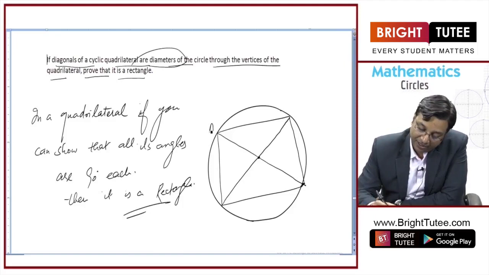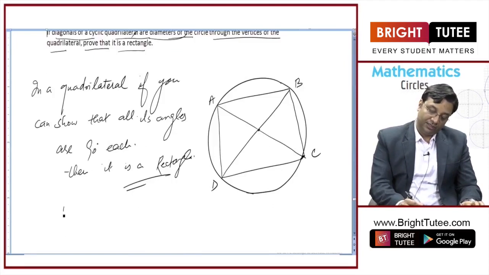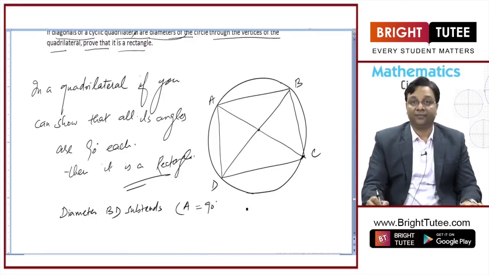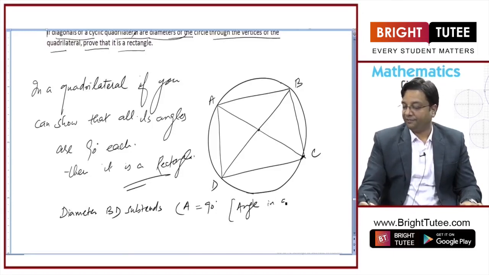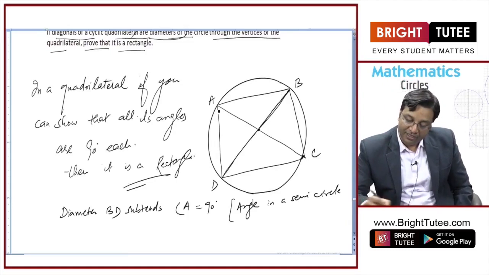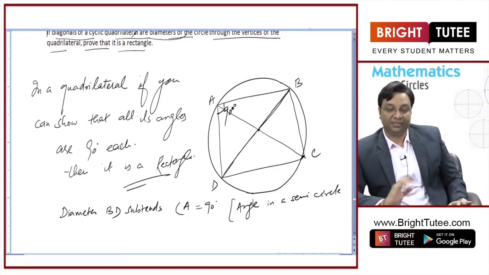Now see, let us say this is quadrilateral ABCD. Diameter BD subtends angle A equal to 90 degrees at the circle, because angle in a semicircle is 90 degrees. So what I want to say here is that BD being the diameter, this angle here will be 90 degrees because of angle being in a semicircle.